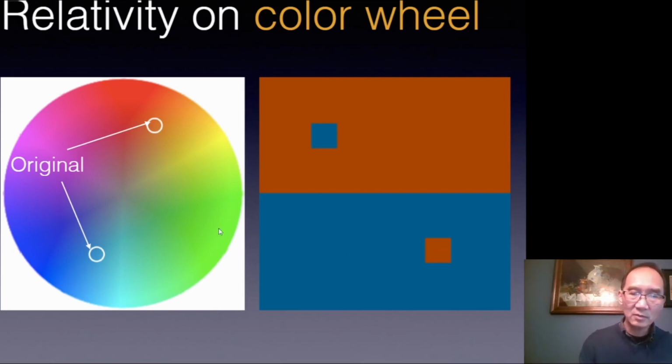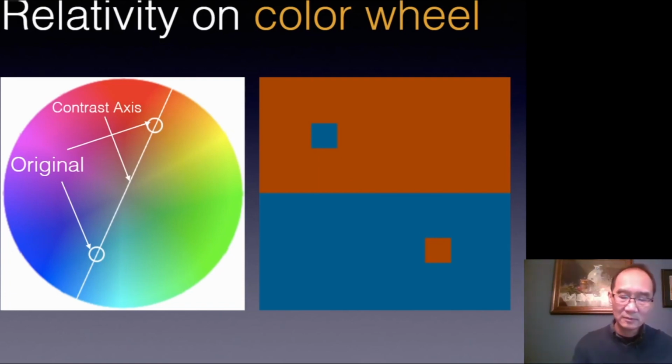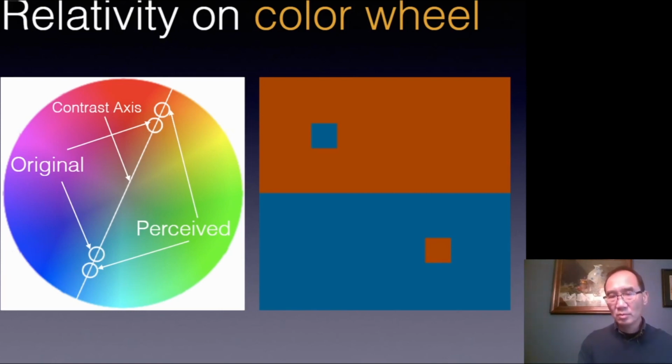On the color wheel, if we establish the contrast axis, the perceived orange and the blue color will be located here. It means the orange one gets pushed this way, getting more orange, and the blue gets pushed this way, getting more blue.